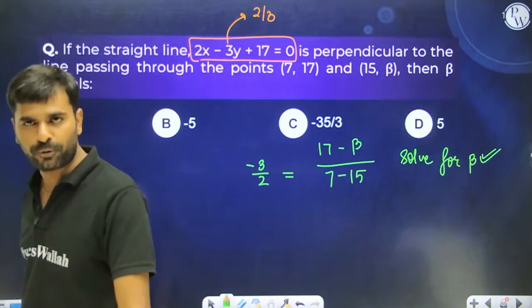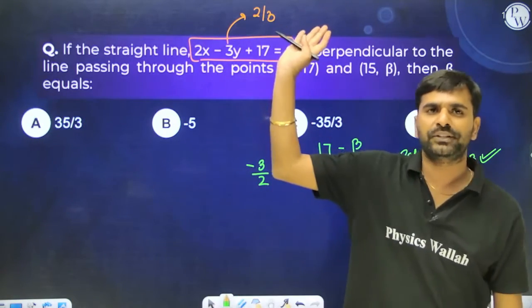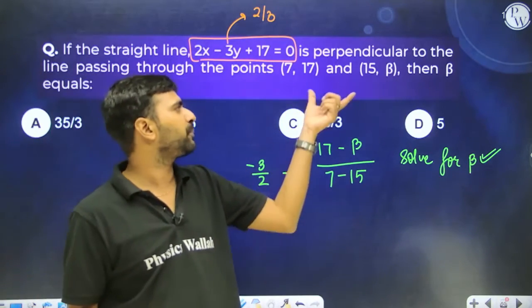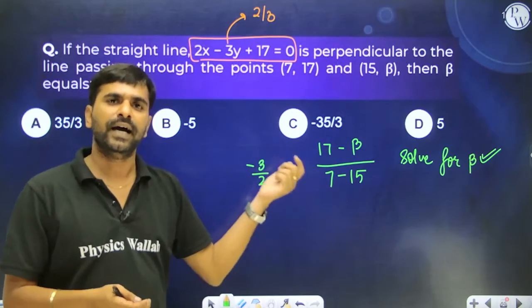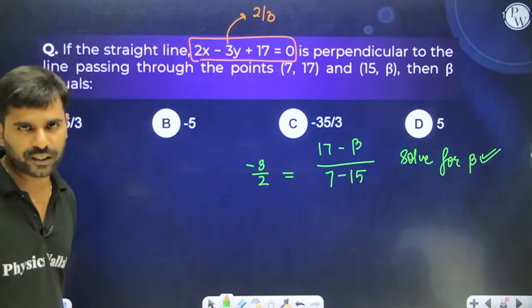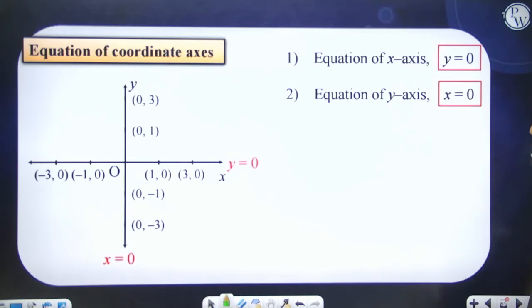This line has slope 2 by 3. We have to write down the line perpendicular to this. So if this has slope 2 by 3, the perpendicular line will have slope minus 3 by 2. And that perpendicular line is also passing through these two points, so we can write down the slope by using these two points as well. The moment we have written it, these two things are equal and we can solve for beta quite comfortably, and this JEE Main problem will be solved in a matter of a few seconds.